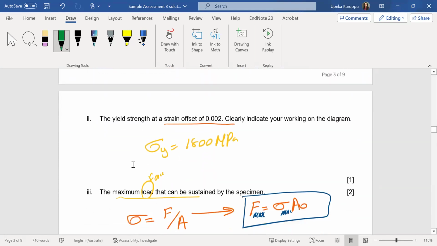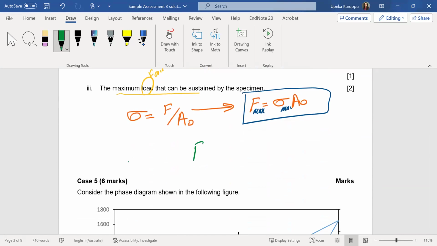So if you look at the load, that will be maximum force, or the maximum load is 2,300 megapascals. So you can make it to pascals by 10 to the 6, am I right? Times 5 times 10 to the negative 5. So your answer will be in newtons. So what do we get in newtons?